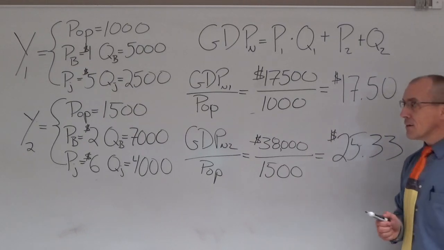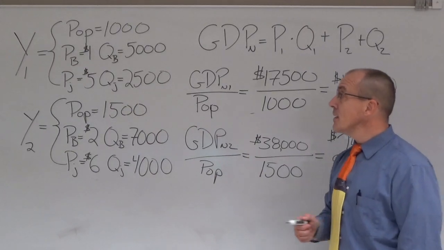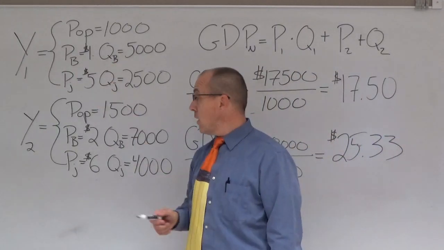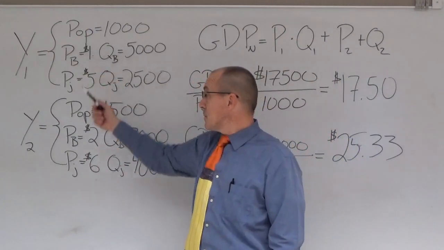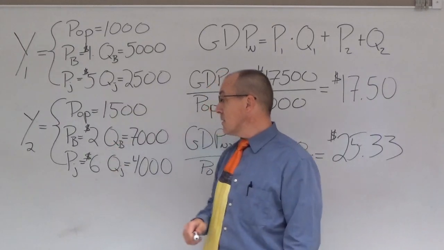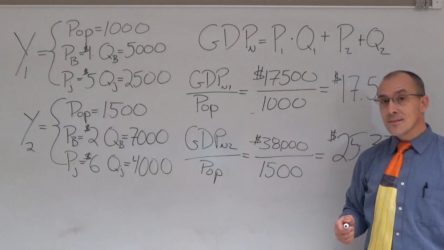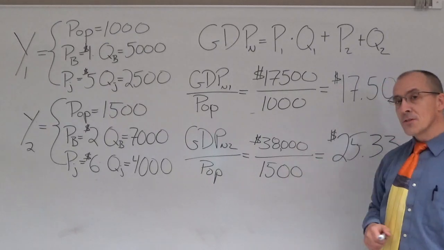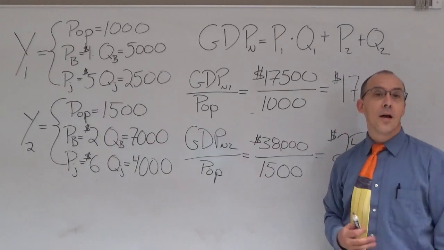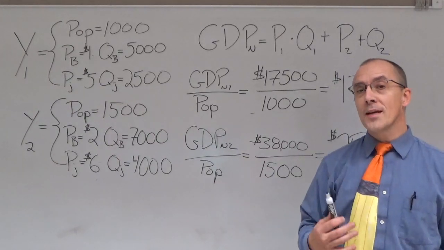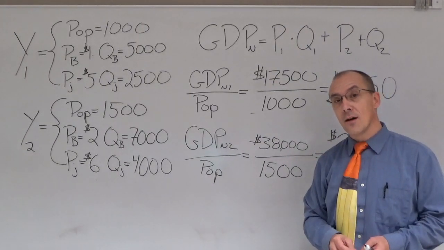But here's the tricky thing. Are they really better off? Because, as you can see, the prices in year 1 are considerably less than the prices of year 2. I mean, the price of a box of spaghetti has doubled. The price of a jar of spaghetti sauce has gone up by 20%. That means a fair amount of the dollars represented here in year 2 are really the result of inflation. They don't actually show any significant improvement in the quantity, the level of quality that people have in their lives.